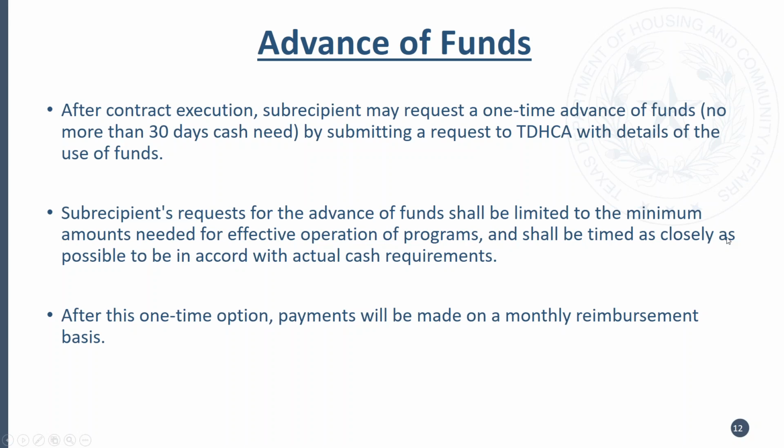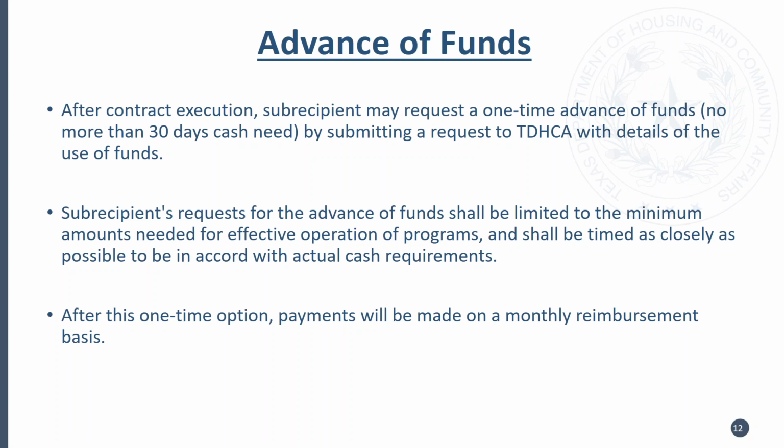Okay, so as we just mentioned a minute ago, you are allowed to have an advance of funds. After contract execution, a subrecipient may request a one-time advance of funds, no more than 30 days cash needed, by submitting a request to HSS staff with details of the use of funds.